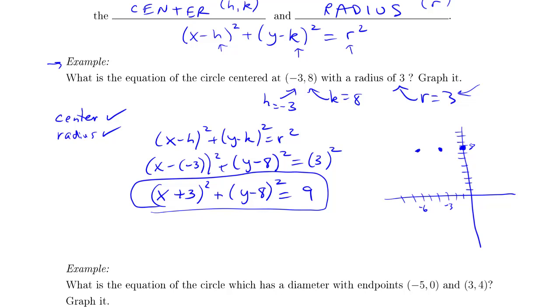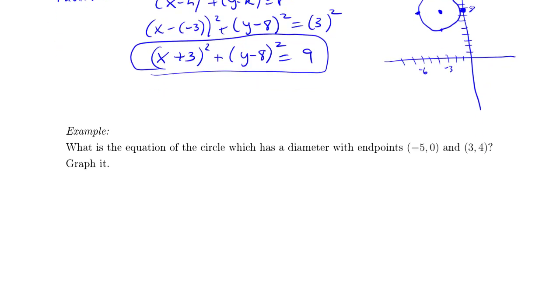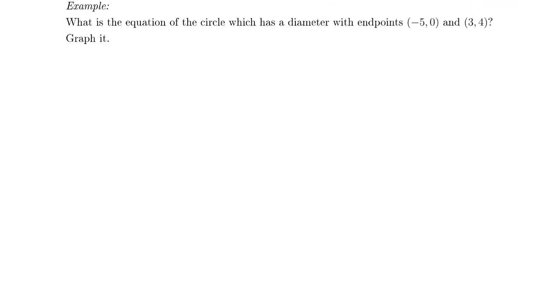3 up in y, now 8, 9, 10, 11. And 3 down, 8, 7, 6, 5, would land me right there. And that's the circle we're talking about. So I don't think that one was too bad because we actually started with the center and the radius. Let's go to this problem here.